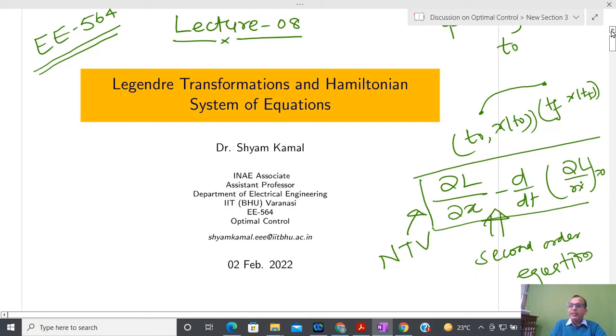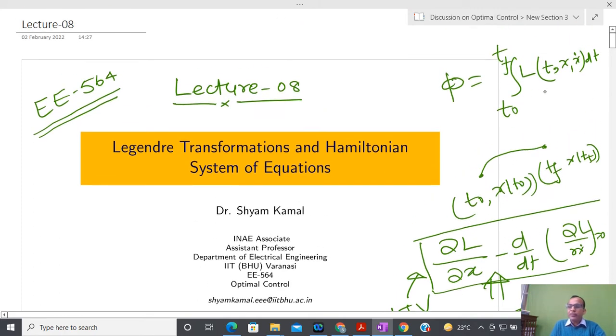Now for the generalization, suppose I define x as x1, x2, up to xn, and that particular functional is a function of all these state variables. At that time, corresponding to each variable I have to solve one Euler-Lagrange equation. In this way, I have to solve n number of second order nonlinear time varying differential equations.